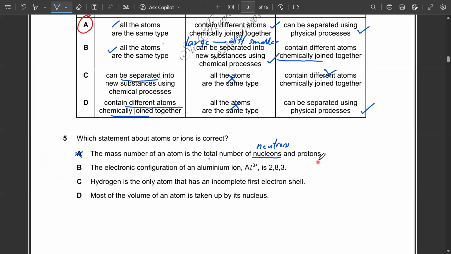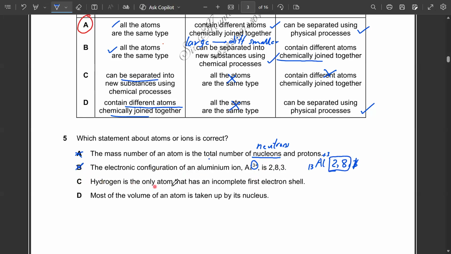So the atomic number of aluminium is 13 and the electronic configuration becomes 2,8,3. But for aluminium 3+, there shall be a loss of 3 electrons that should be removed from the third shell. So you must get that aluminium 3+ electronic configuration should only be 2,8. So that's why B is incorrect.